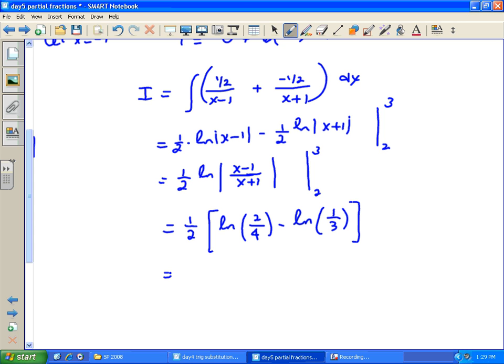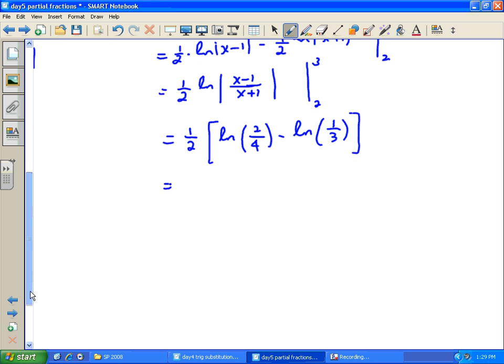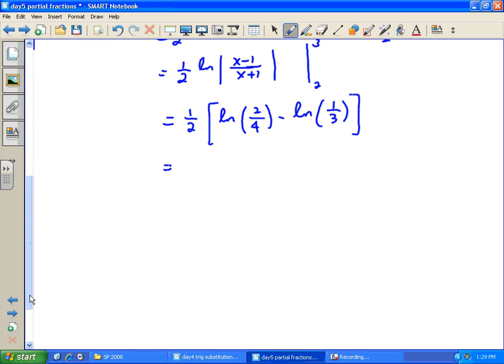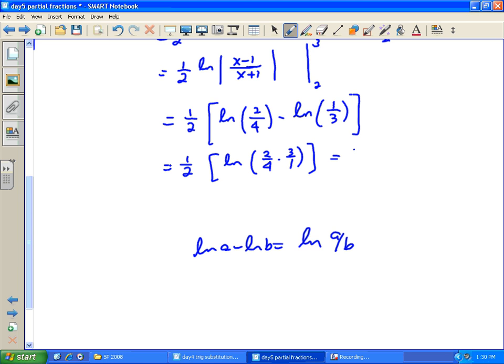You know, we could use a calculator at this point to get a decimal, but once again, I want to leave the answer in the simplest possible logarithmic form. You have ln a minus ln b once again. How could you simplify that? If you have ln a minus ln b, what is that once again? Ln of a over b, right? So I could simplify it as ln of 2/4 divided by 1/3, which is the same as 2/4 times 3 over 1. That's ln of 6/4 or 3/2.